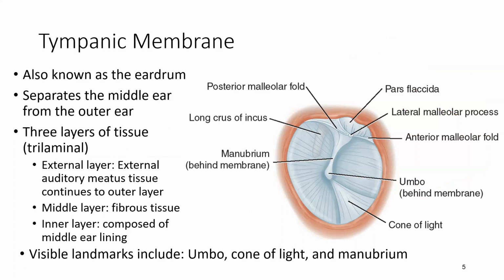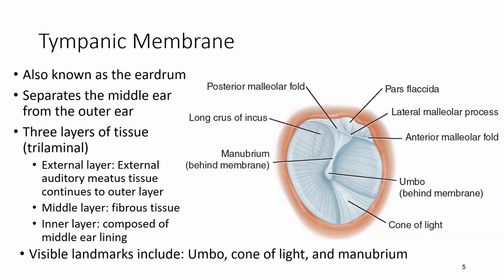The tympanic membrane, also known as the eardrum, separates the middle ear from the outer ear. It has 3 different tissue layers. The external layer is continuous with the epithelium that comes from the external auditory meatus, so that continues all the way out to the outside of the body, basically. The middle layer is a fibrous connective tissue, and the inner layer is the lining of the middle ear.